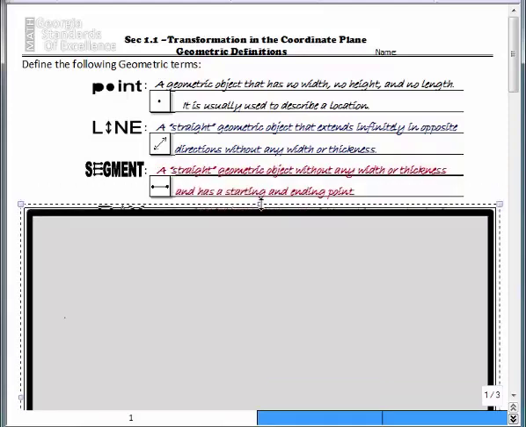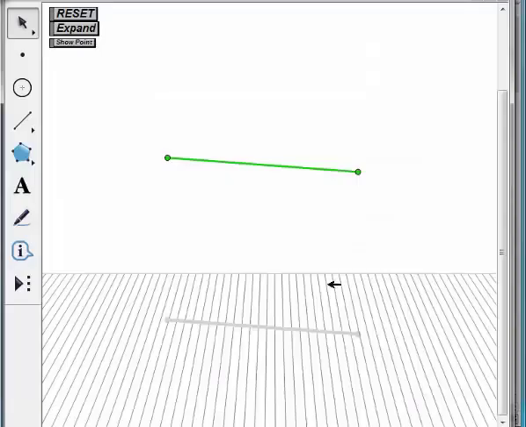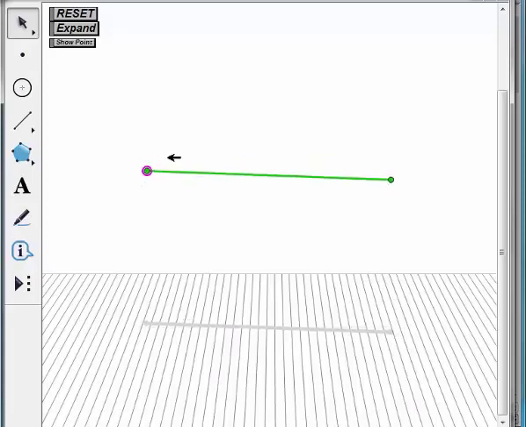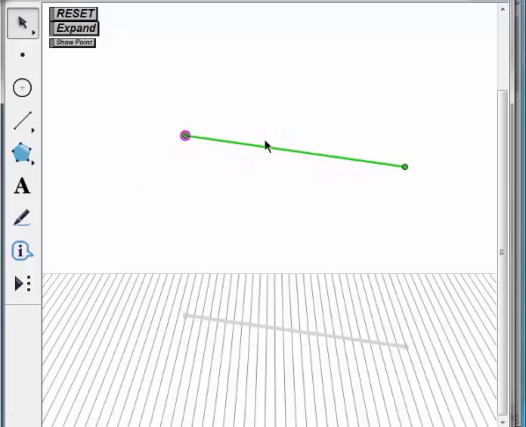Alright, the next geometric definition we're going to look at is a segment. It's a straight geometric object without any width or thickness again, and the difference here is that it has a starting point and an ending point. So it's like a part of a line, so it doesn't go on forever in both directions. It actually has a starting and stopping point, and you can see here an example of a segment in 3D space. It's just a piece of a line where it has a starting and ending place.